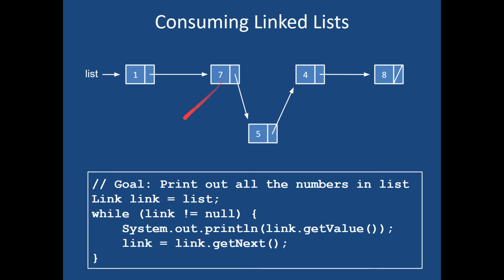To this one here. So then it will print out the 7 and move link to point here. That'll print out the 5 and change link to point there. That will print out the 4 and change link to point here. That will print out 8 and change link to what? Null. And that'll stop the loop. So that's typical of the code it takes to walk down a linked list. And the idea is, as you do that, if you're looking for a spot to do an insertion, when you get to the spot, it's cheap to do the insertion.